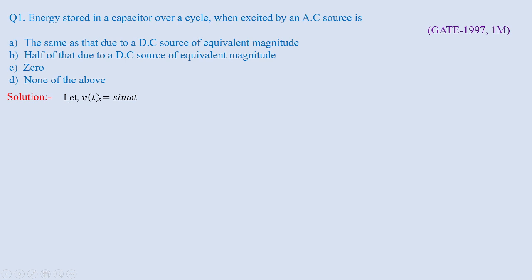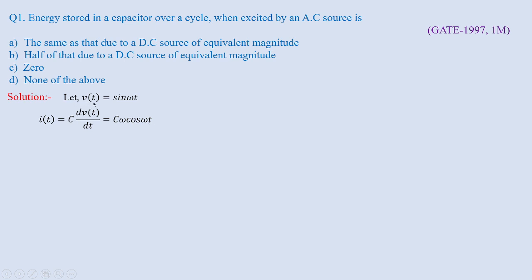Let us assume that V of t is equal to sine omega t, as supposed to be given by the problem, that is AC source, that is sine omega t. If V of t is sine omega t, then current through the capacitor is given by I of t is equal to C dV by dt. In fact, V of t is sine omega t, so differentiation of sine omega t will give us the value as C omega cos omega t.